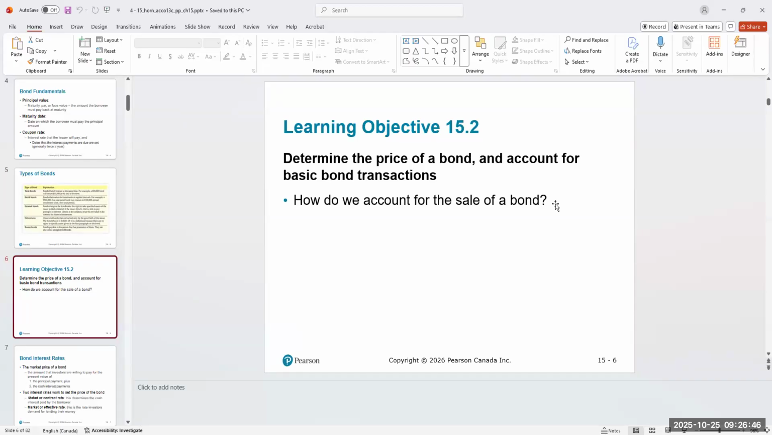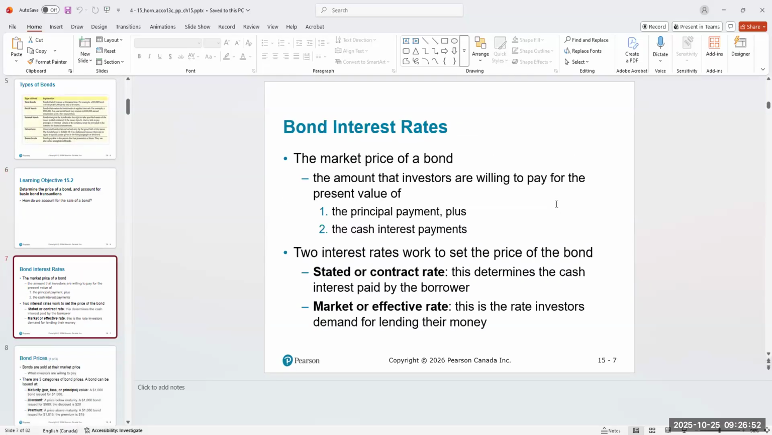Now let's determine the bond price and how we're going to account for the bonds. Before we start doing this, I think we have to talk about the time value of money, but let's go a little bit more into the bonds and see how this goes. First one is the market price of the bonds.